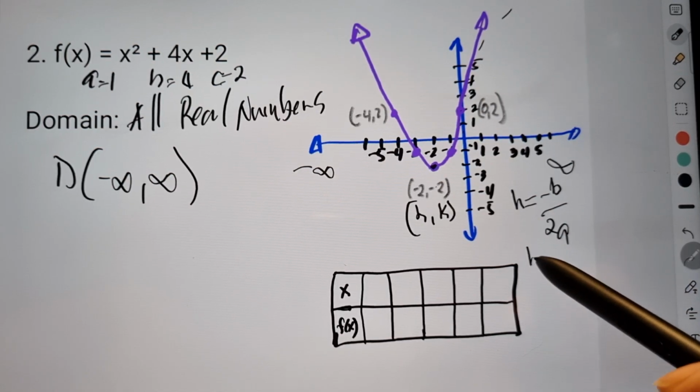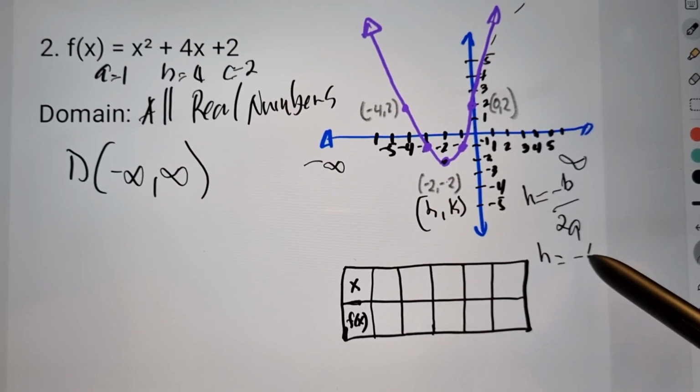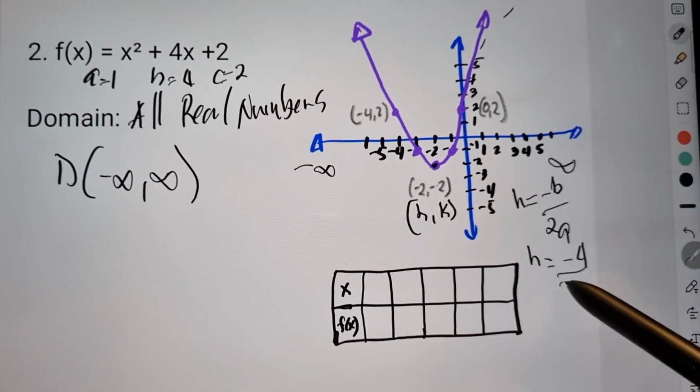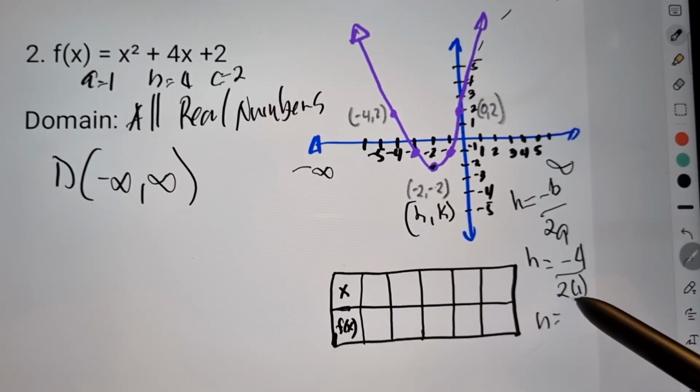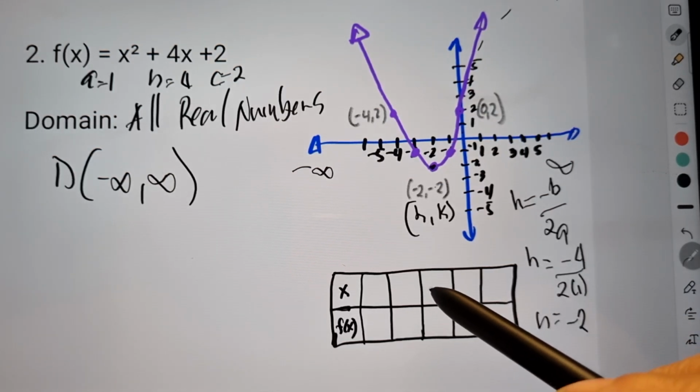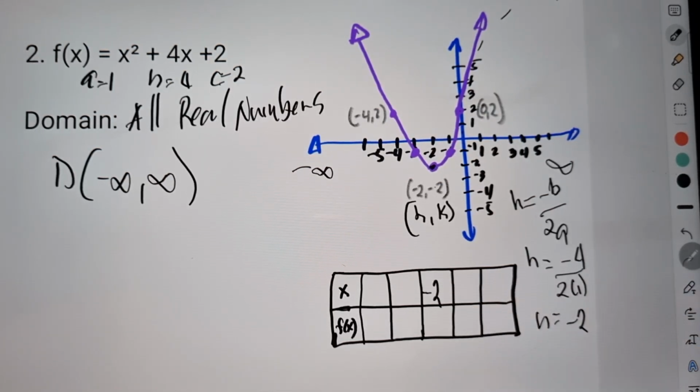To find for h, that is negative 4 over 2 times 1, which is equal to negative 4 divided by 2, that is negative 2. So, negative 2 ang h natin, which is also x.